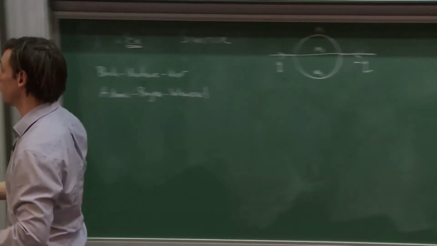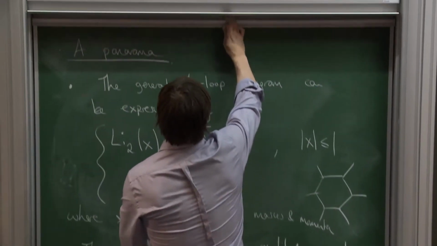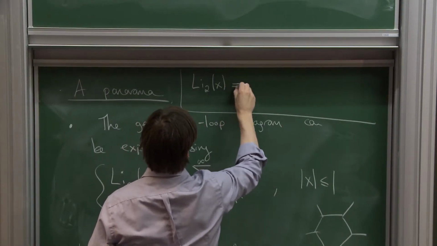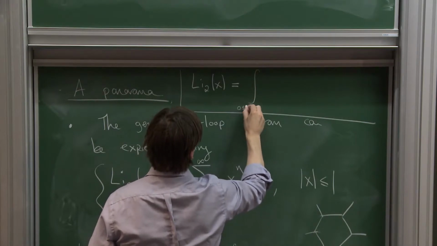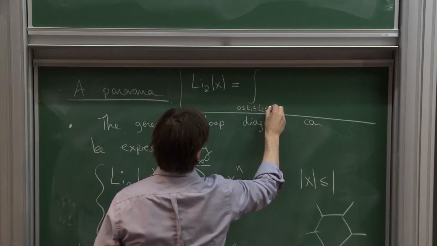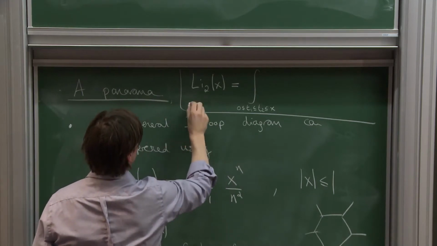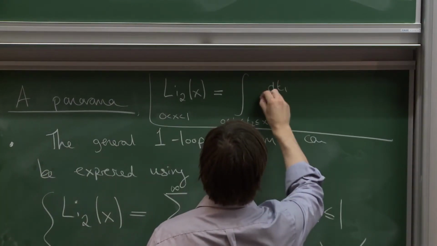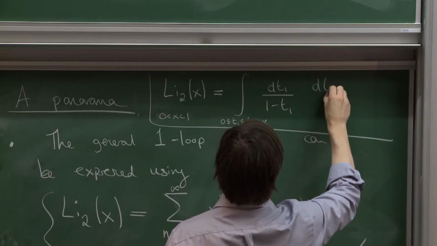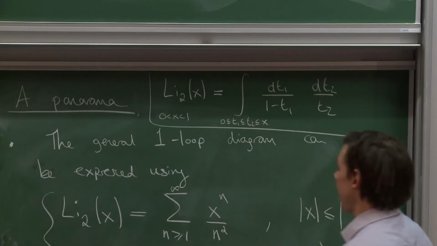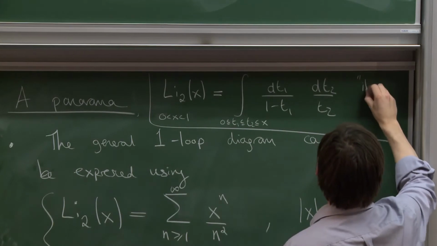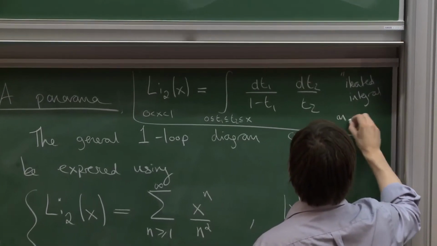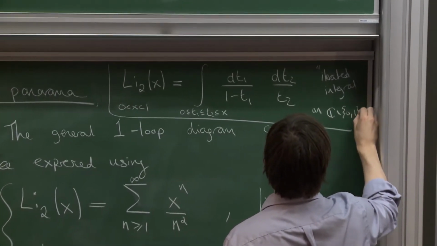Sorry, I forgot to say something. The dilogarithm is an iterated integral, so I can write it in a very simple integral form: 0 less than t1 less than t2 less than x. Let me take x between 0 and 1 for the sake of argument. Then it can be written as an integral just involving two differential forms. And so this is an example of an iterated integral on C minus 0 and 1.